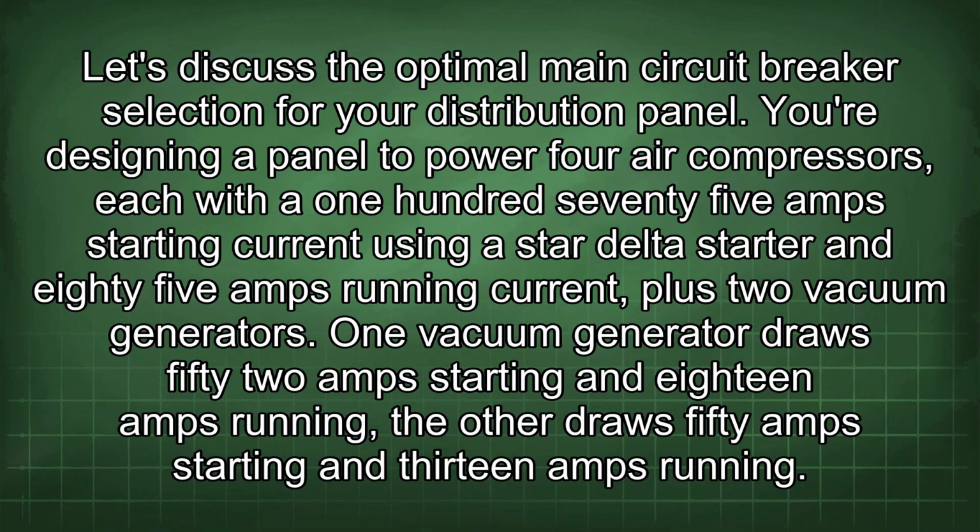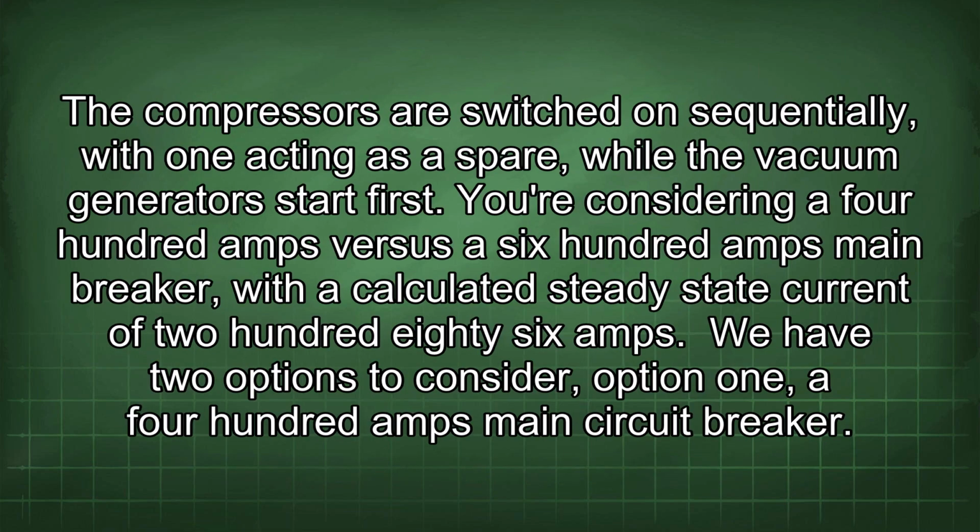One vacuum generator draws 52 amps starting and 18 amps running, the other draws 50 amps starting and 13 amps running. The compressors are switched on sequentially, with one acting as a spare, while the vacuum generators start first. You're considering a 400 amps versus a 600 amps main breaker, with a calculated steady-state current of 286 amps.